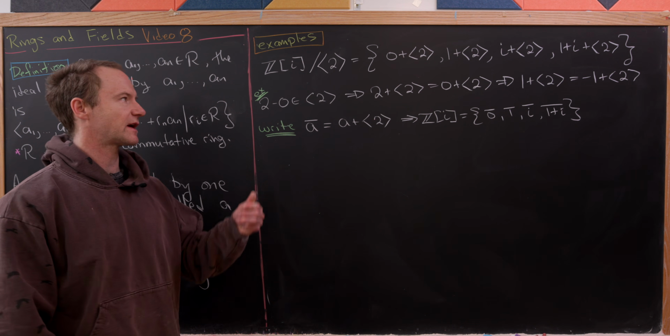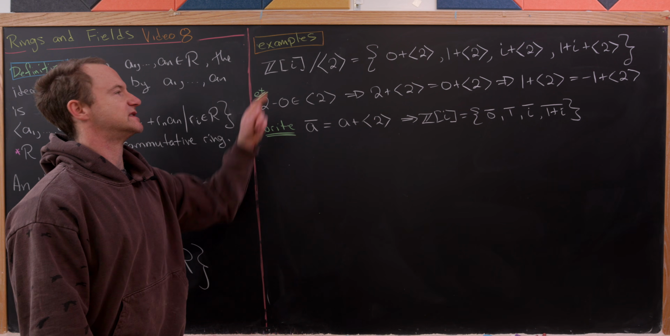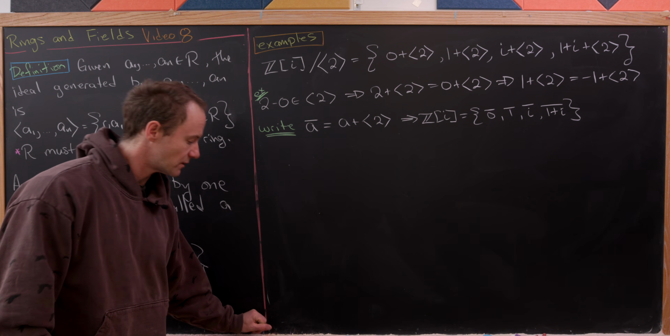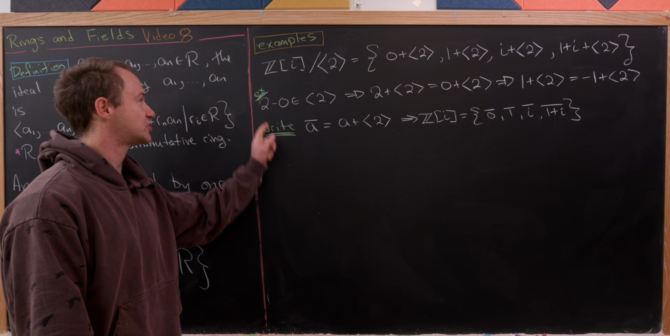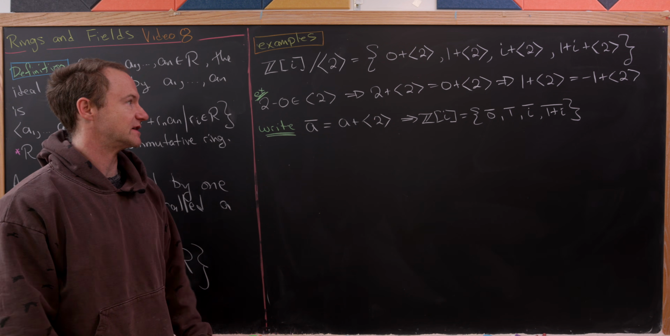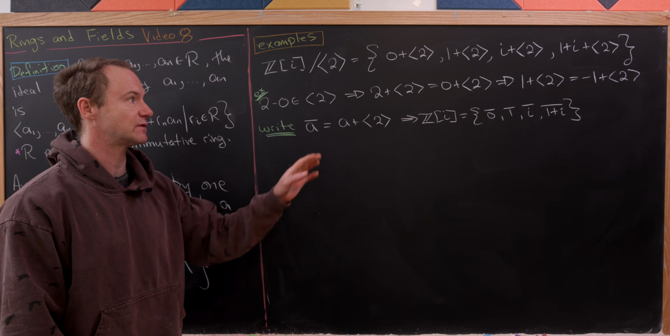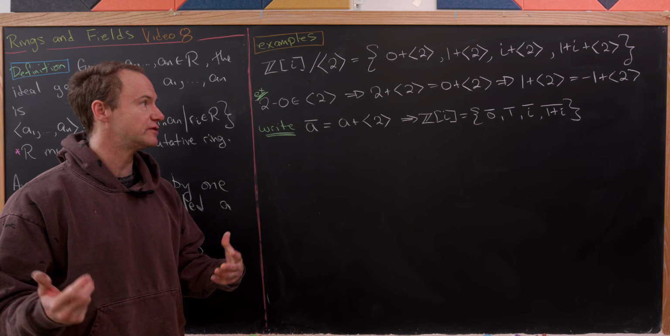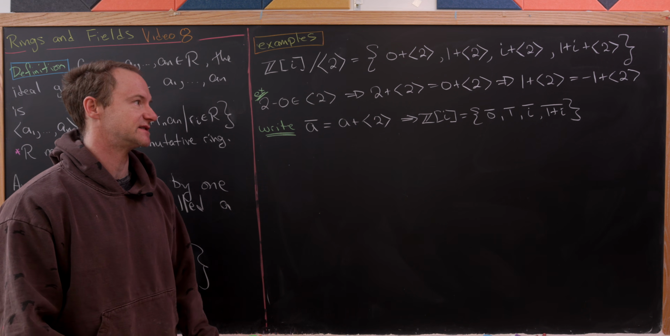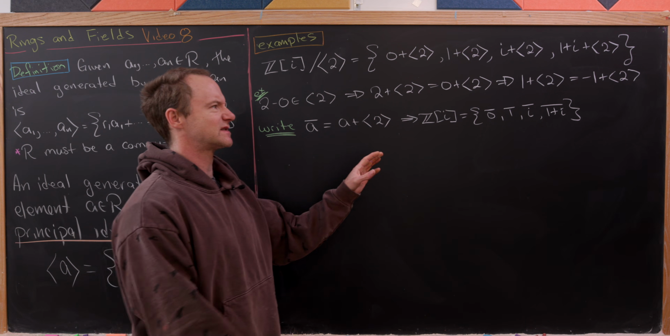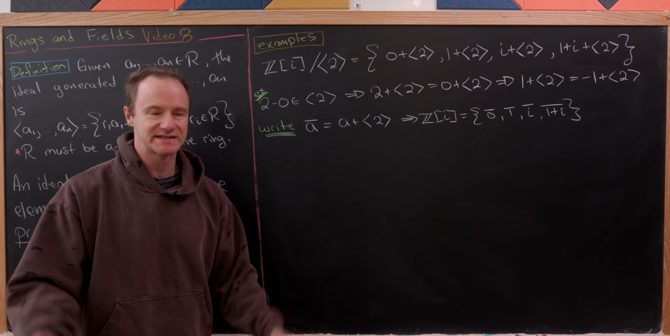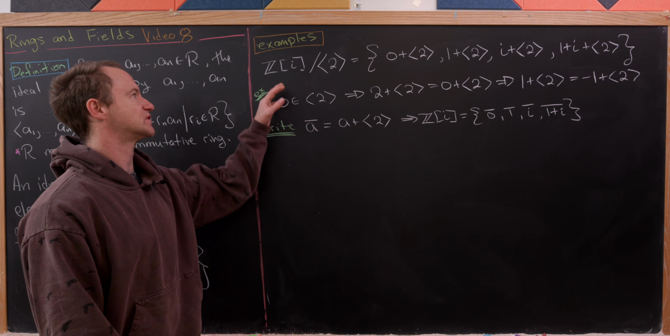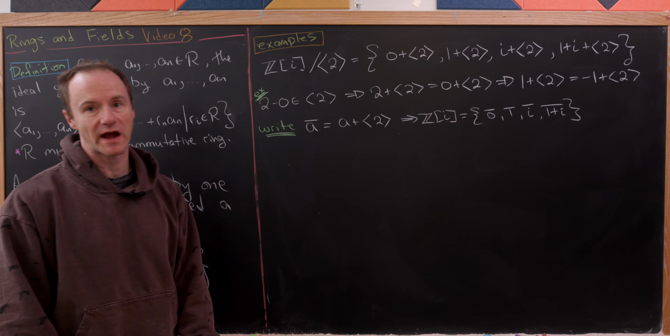So for our next example, I'd like to look at the Gaussian integers, Z adjoin I, mod the ideal generated by 2. So let's quickly observe that 2 minus 0 is an element of this ideal, which means 2 plus the ideal is equal to 0 plus the ideal. In other words, the coset associated to 2 is the same thing as the coset associated to 0. But that immediately tells us that 1 and negative 1 are the same inside of this quotient. And then via similar calculations, we can show that this quotient has 4 elements.